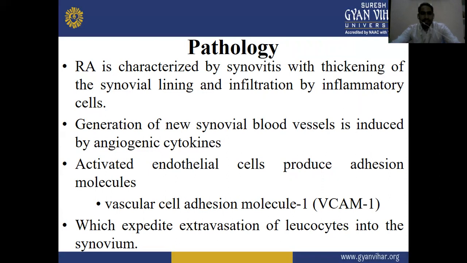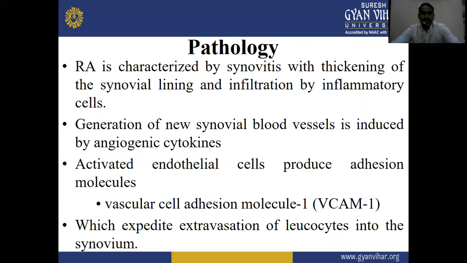And next one is that generation of new synovial blood vessels is induced by angiogenic cytokines. These cytokines and chemoattractants are secreted by immune regulatory cells but also by tumor cells, tumor-associated macrophages and stromal cells.